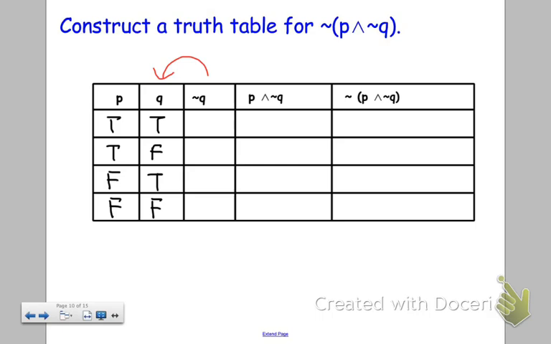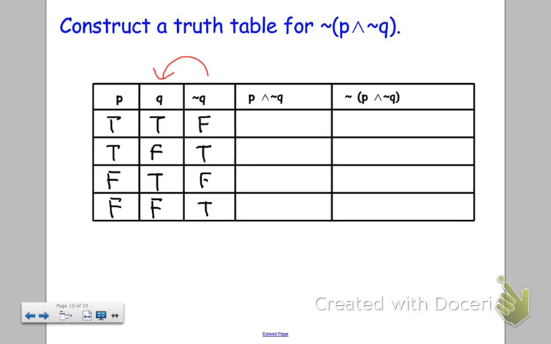So in the first row of Q, I had true. That's going to become false. In that second row of Q, I had false. That will become true. In the third row of Q, I had true. That will become false. And in the fourth row of Q, I had false. That will become true. So my not Q column, that third column, now reads false, true, false, true.